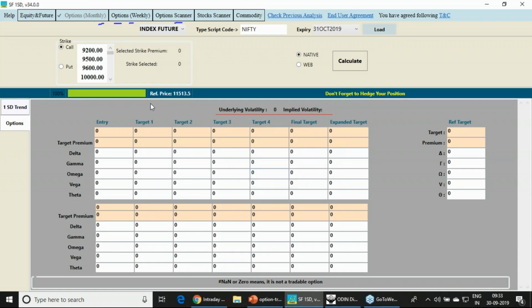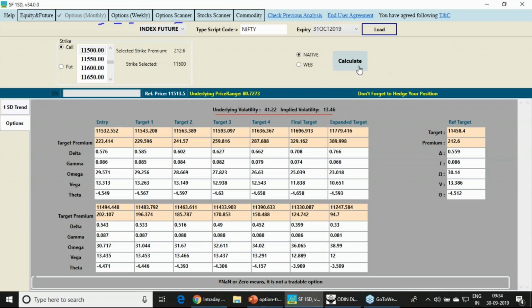I'll be getting one reference, 11,530. So this is the reference that comes. Here, if I'm going for the 11,500 call, it is trading at 213 rupees. I'm calculating it, so I'll get a lot of information here. Currently, this is the future underlying, and it has 80 rupees of oscillation. The underlying price range is 80 rupees.